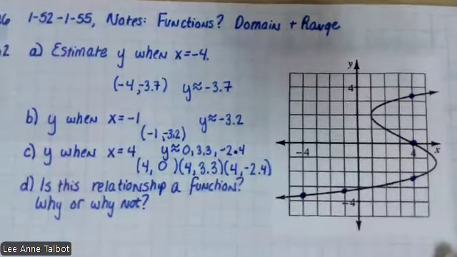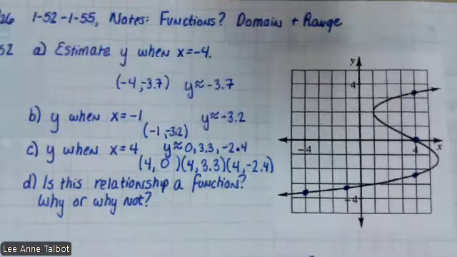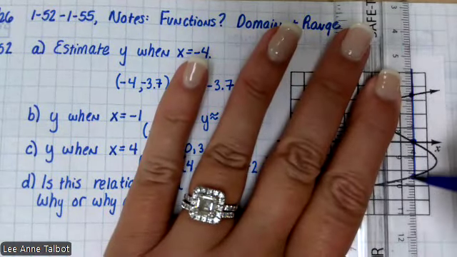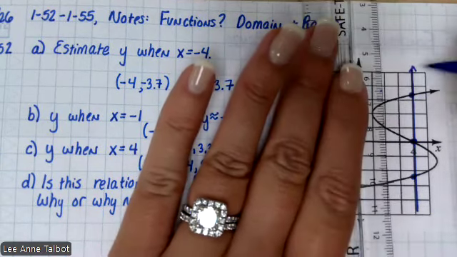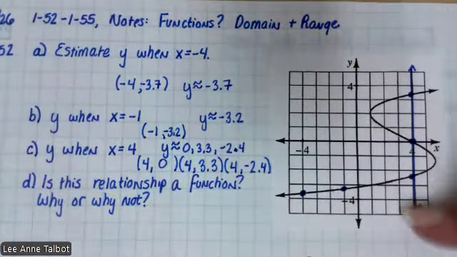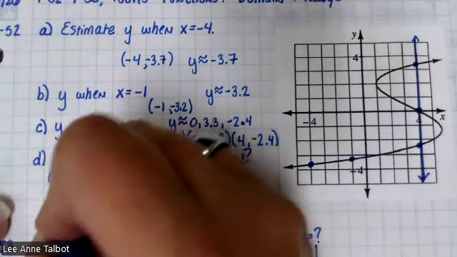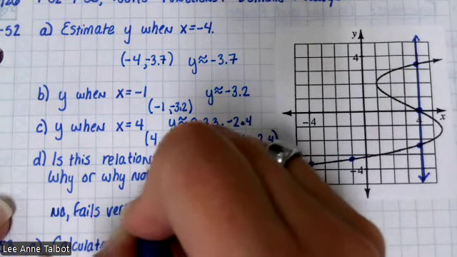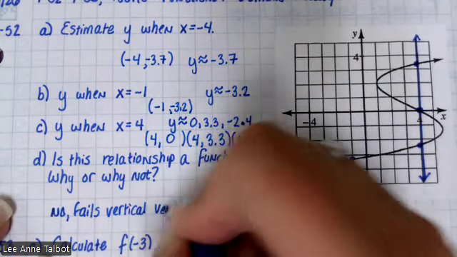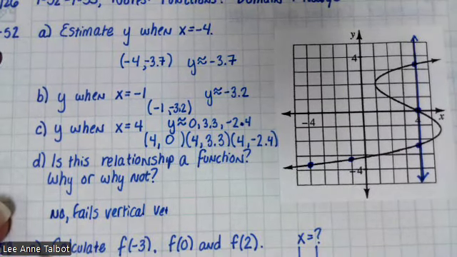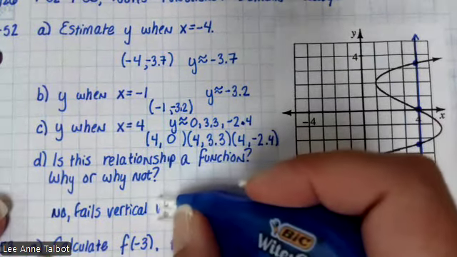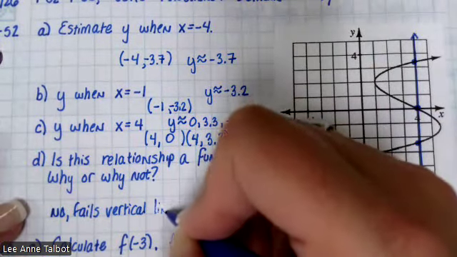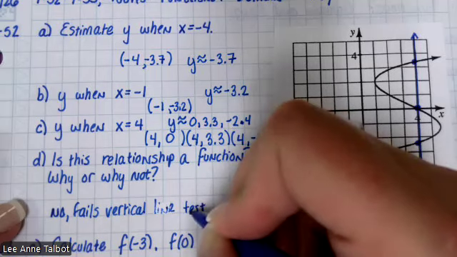Is this relationship a function? No. Okay, and what you can do is you can take that example at 4, draw your vertical line there because it hits 3 times, and say no, fails vertical line test. I was going to write that twice because I'm special apparently.